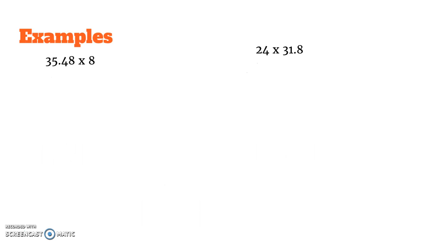So let's take a look at 2 example problems. We'll work through them and see what we come up with. So the first one is 35 and 48 hundredths times 8. And when I write that problem, it's going to look like this. And again, I'm going to just multiply.